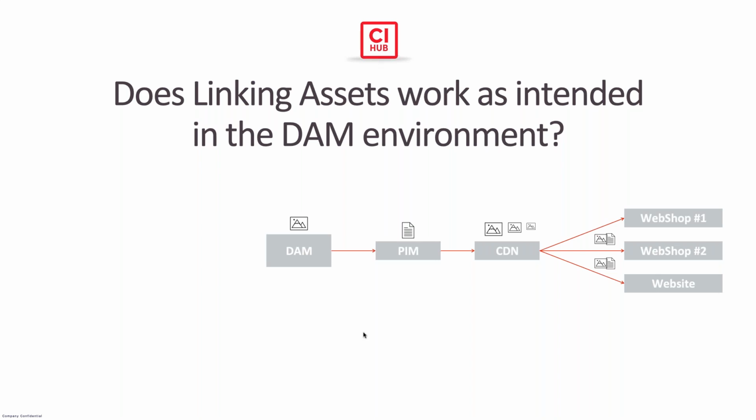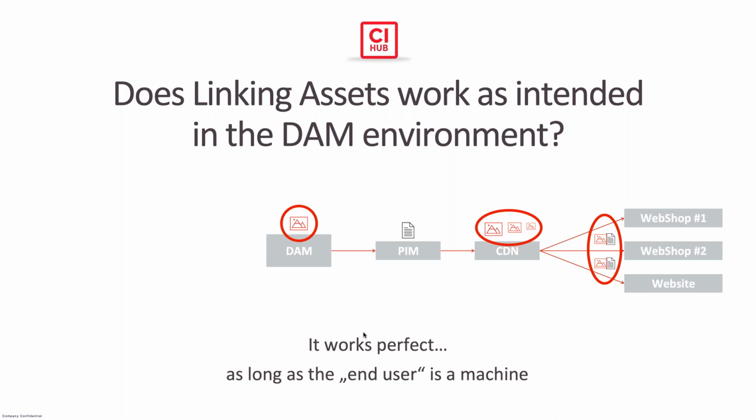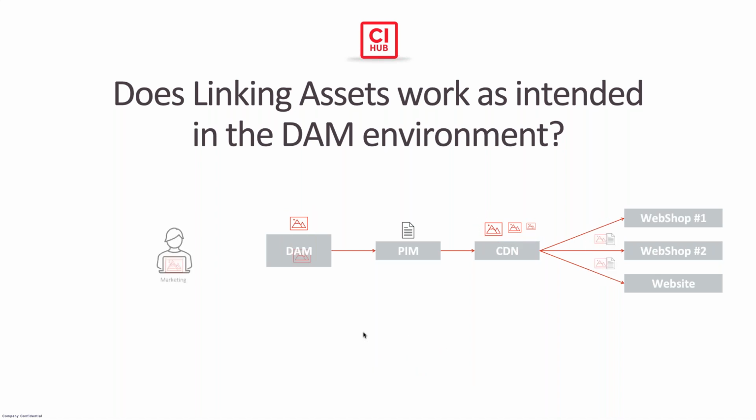And it works perfect because if an asset is updated in the DAM, it triggers an event and the CDN gets triggered and the web shop receives the updated assets. So this is all good. It works perfect as long as the end user is a machine. But sometimes there is a little problem that shows up. These are the guys in the marketing department.